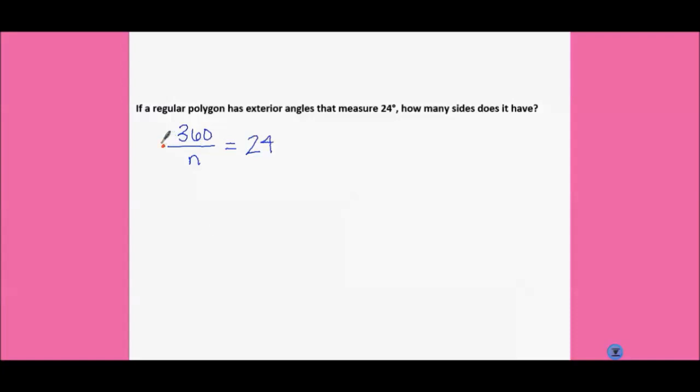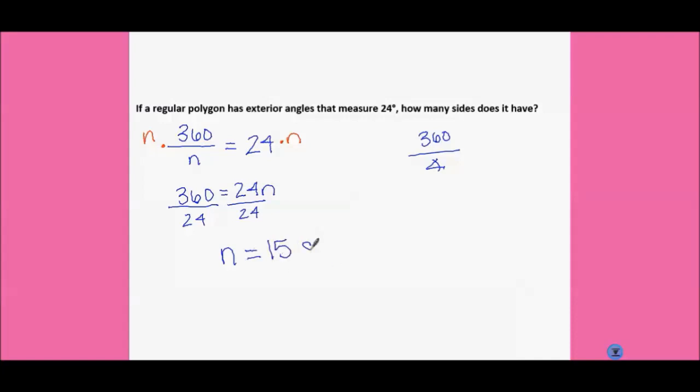So we multiply both sides by n. We would get 360 equals 24n, and then we end up dividing by 24. So a shortcut would be 360 divided by the angle. Regardless, n is equal to 15 sides.